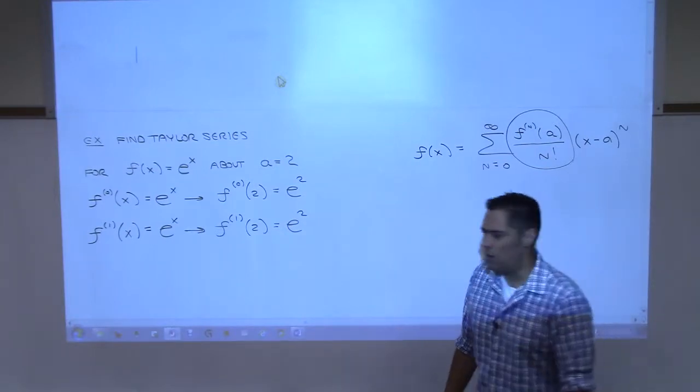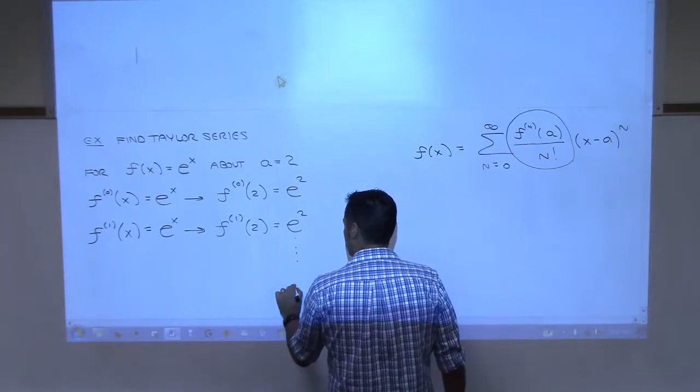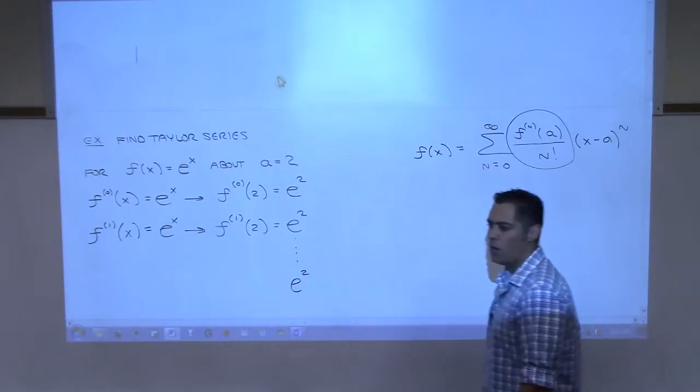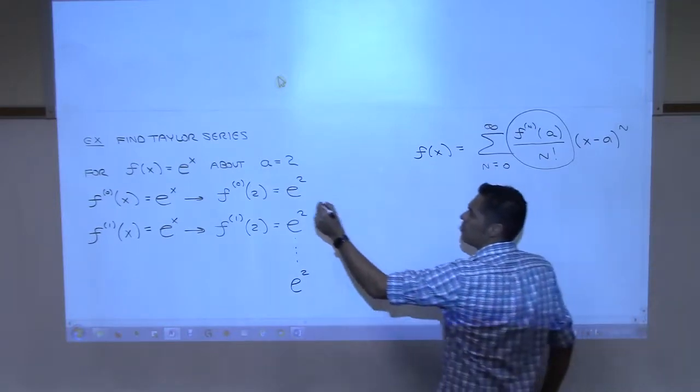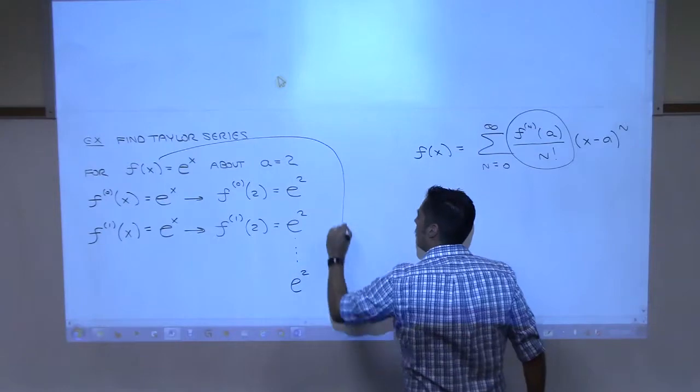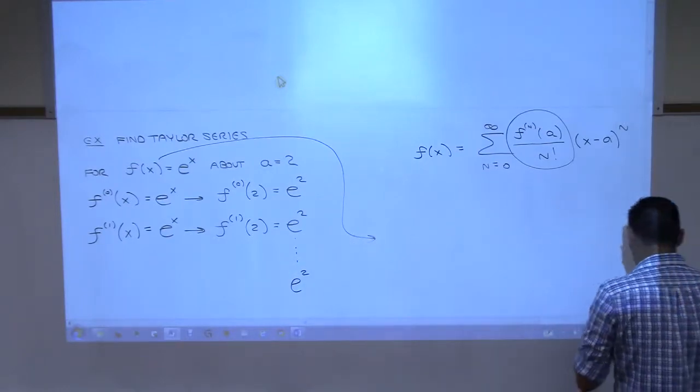There's not a lot going on here. This is going to keep giving us e squared no matter what, regardless of the derivative we're at. Okay? So when we come back over here for the power series, for this particular function, it's Taylor series.